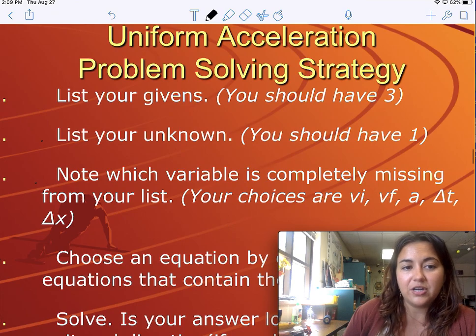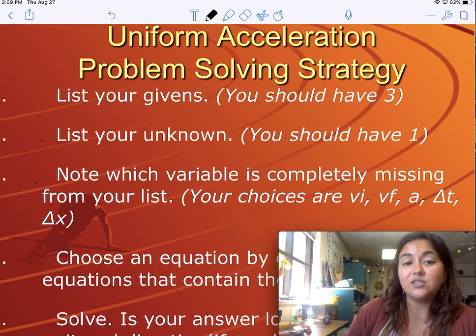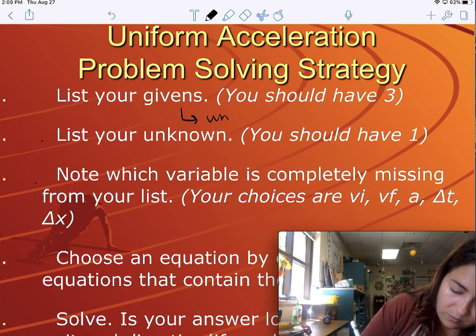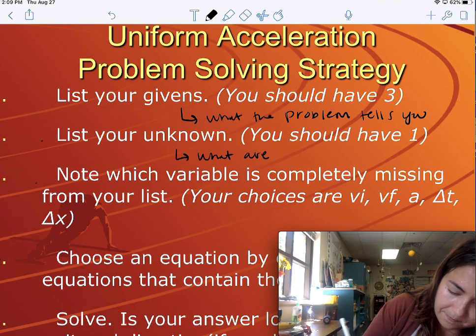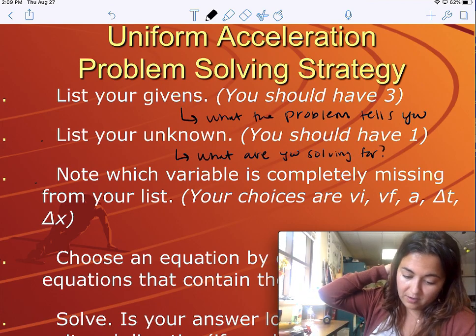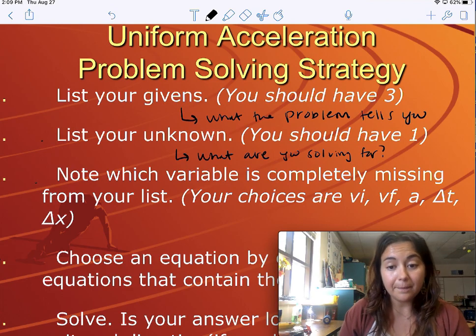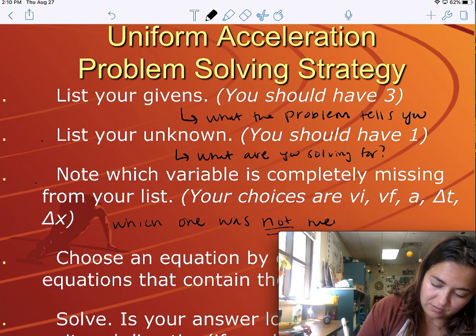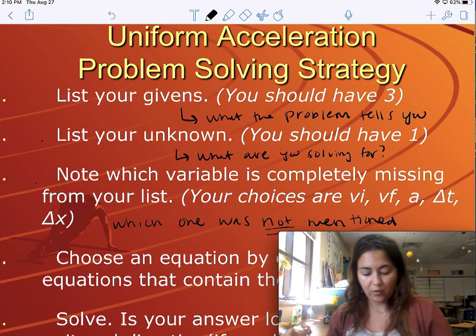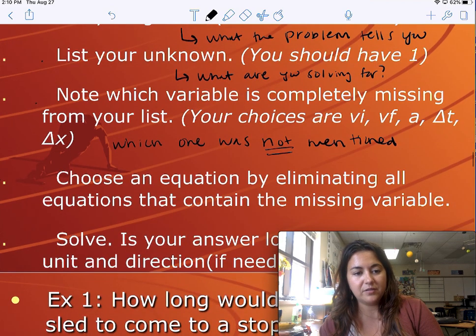So here is a strategy. Problem solving strategy, you should always list your givens or what the problem tells you. Okay? The next one says you should list your unknown. What are you looking for? We'll say solving for. What are you solving for? Figure out which variable is completely missing. Basically, which one was not talked about or mentioned. And then you can pick an equation based off of that. That's what this last bottom part says.